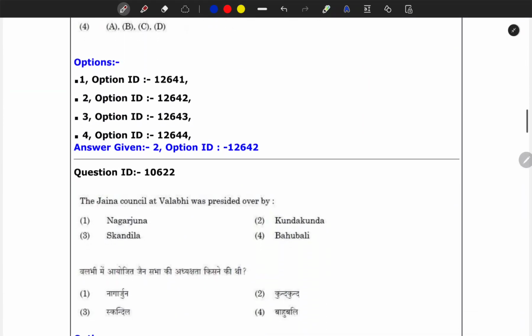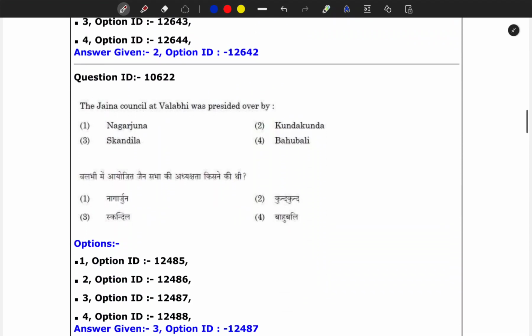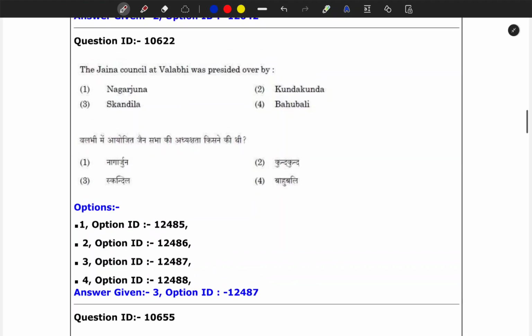Next question. Yeah, this one. Jaina Council at Vallabhi was presided over by whom? Who presided the Jaina Council? Many times I told you that again and again you have to read about the Buddhist councils and Jaina councils. There were 2 Jaina councils and 4 Buddhist councils. Go and look for the facts there, and for the Buddhist councils also refer to the religious texts which were compiled in those councils.